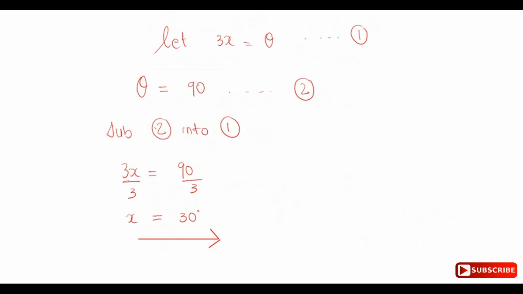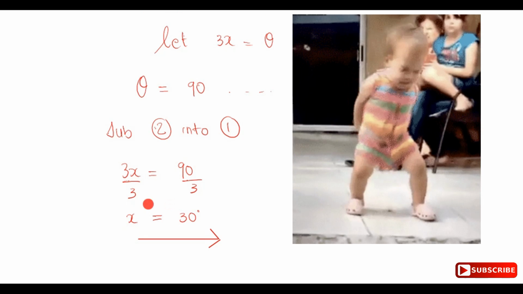And then from there we simply take the value of theta that we've obtained, and you substitute it into your equation, where we said 3x is equal to theta, to find what the value of our x is going to be.